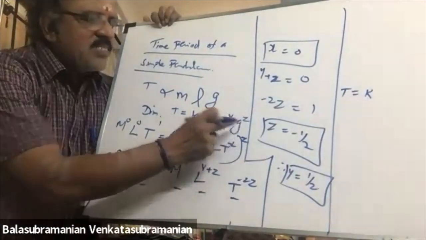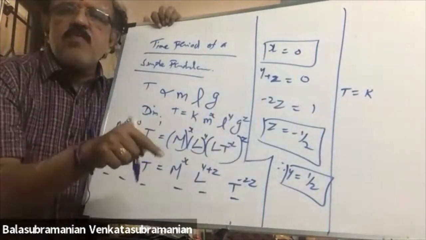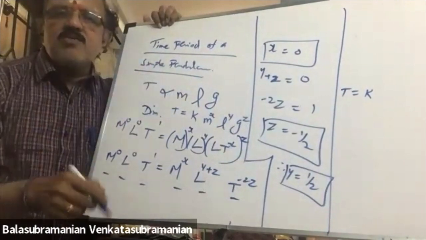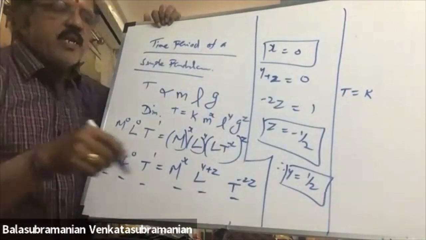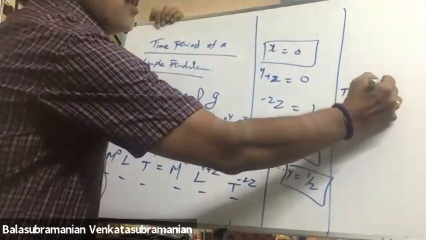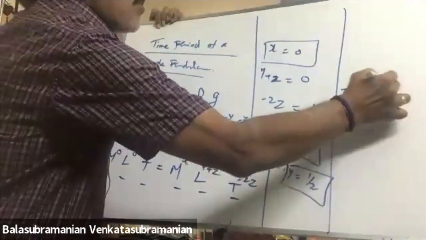G power Z. G power minus half. Minus means it will come in the denominator. So root of G in denominator. So the answer is root of L by G.